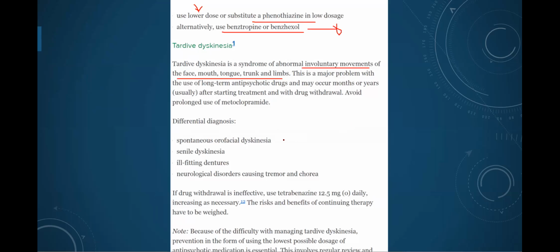Treatment: usually try to stop the medication. If stopping the medication doesn't help, then you can use tetrabenazine. All right. Sometimes this tardive dyskinesia can be confused with other involuntary movements like chorea, athetosis, dyskinesia. Mainly involuntary movements of the face, tongue, mouth after continuing the antipsychotic for a long period of time, that should be tardive dyskinesia.